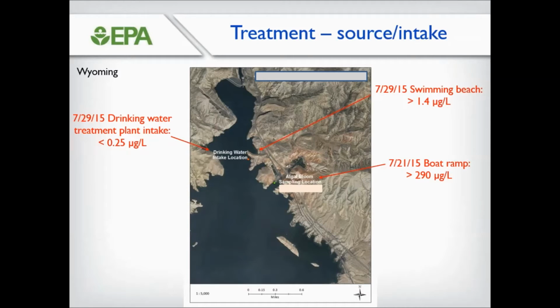And so about a week later, we received some follow-up samples that were collected at the swimming beach and at the intake for a small water treatment plant for this area. The samples at the swimming beach came back at greater than 1.4 micrograms per liter of total toxins. And the samples at the drinking water treatment plant intake came back at less than 0.25 micrograms per liter.